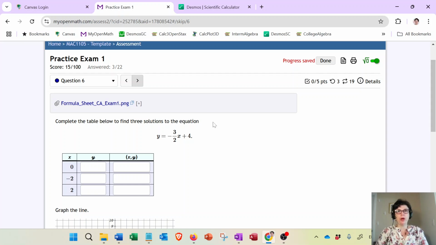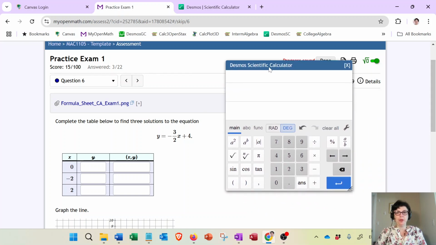In this video, we are going to graph a line by plotting points. What we want to do is open up the Desmos calculator on the side, and we want to fill out the table for various values of x.